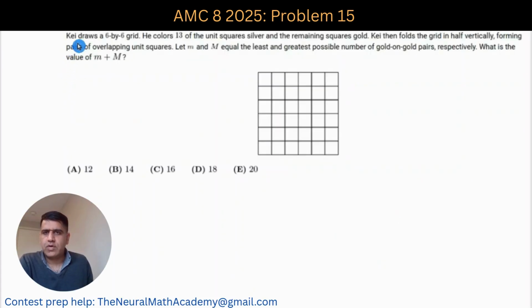So now let's look at problem 15, where Kai draws a 6 by 6 grid. He colors 13 of the unit squares silver and the remaining squares gold. Kai then folds the grid in half vertically, forming pairs of overlapping unit squares. Let small m and capital M equal the least and greatest possible number of gold on gold pairs, respectively. What is the value of m plus M, meaning small m plus capital M?